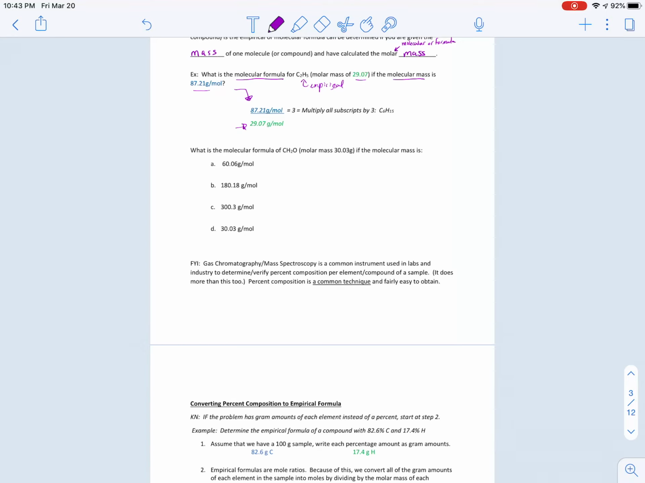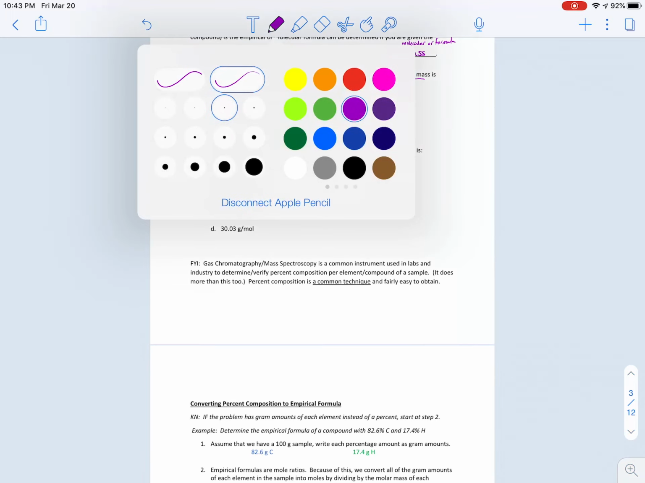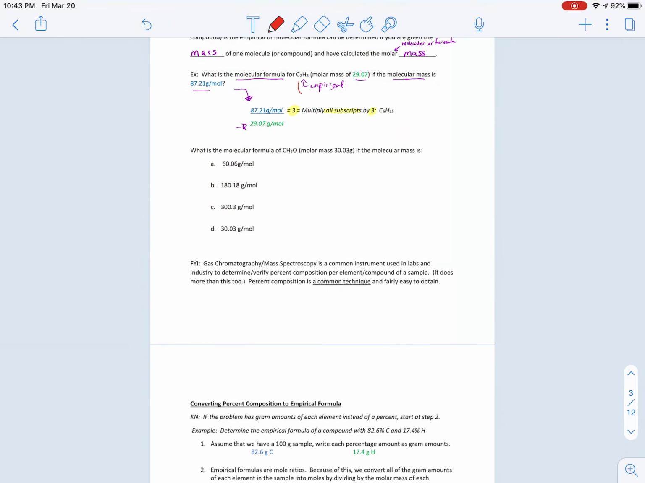So you take the big one, you put it on top, and then the little one is on bottom. You do the math, and it's going to come out to being like whole numbers. It'll be like a 3 or a 2 or a 1. The 3 means that's what you are multiplying all the subscripts by, not just one of them. Make sure you get all of them.